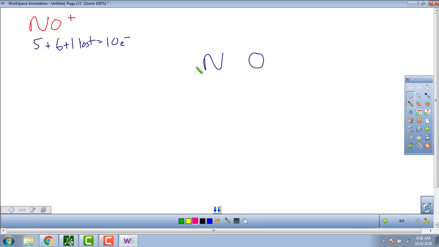I'm just going to distribute them. Try to make it symmetrical. It doesn't really matter, but that's what I always do. So there's my 10 electrons. Now, you might realize 10 electrons, well, this is the same as N2, so it's going to have the same electron structure because there's 2 atoms. But let's go ahead and think through it.